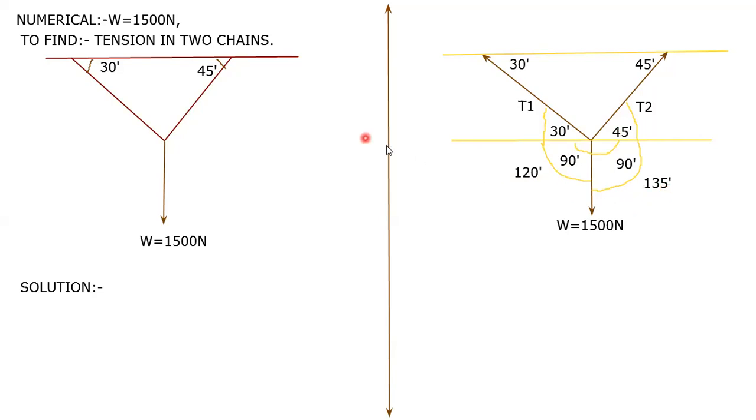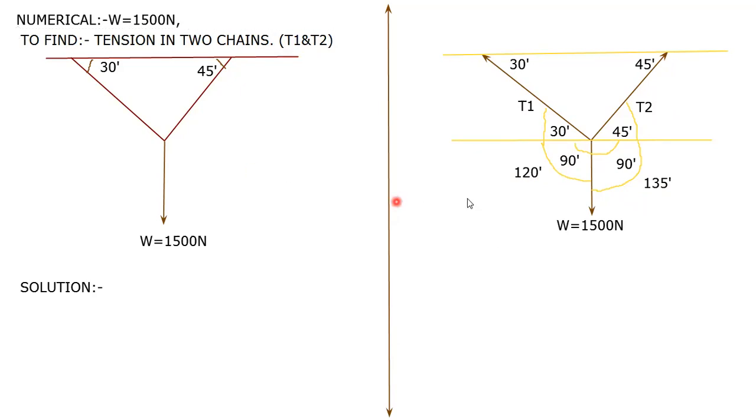And you have to find the tension in two chains, that is T1 and T2. That is tension 1 and tension 2. And you have been given this diagram itself in your numerical.